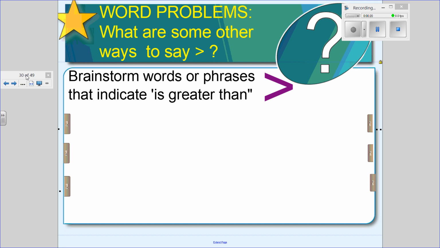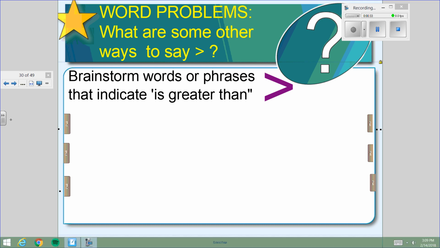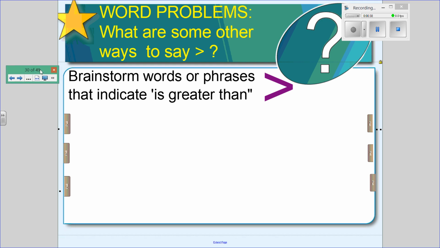So let's start with the is greater than symbol, the alligator mouth eating the left-hand side, as some of you like to say. The is greater than symbol. So think about some words that might indicate the is greater than symbol. Pause the video and see if you can come up with the same ones that I did.